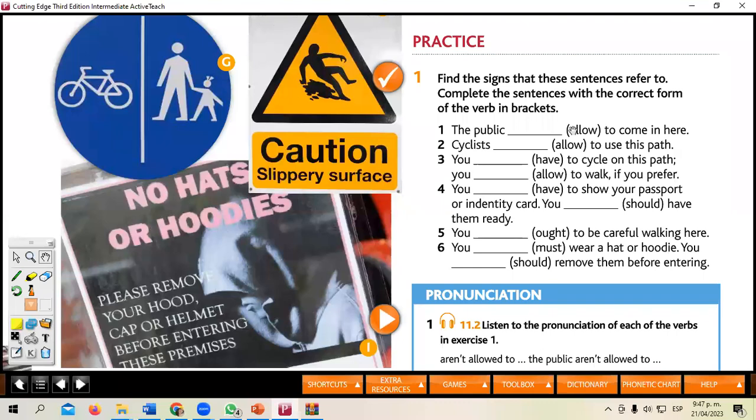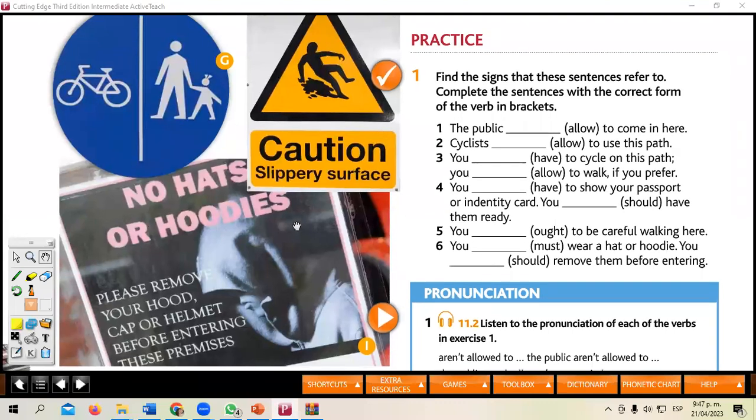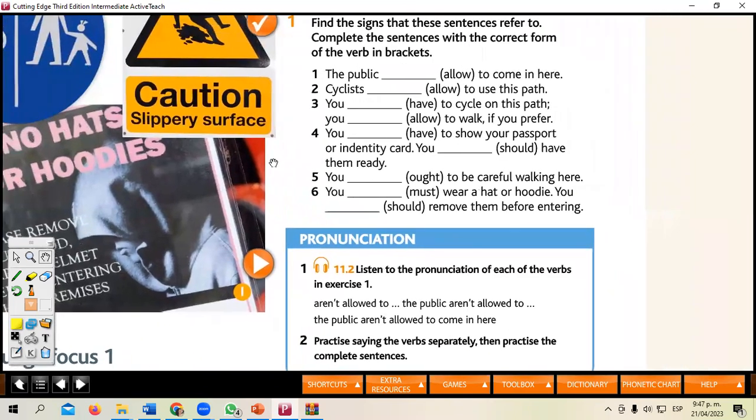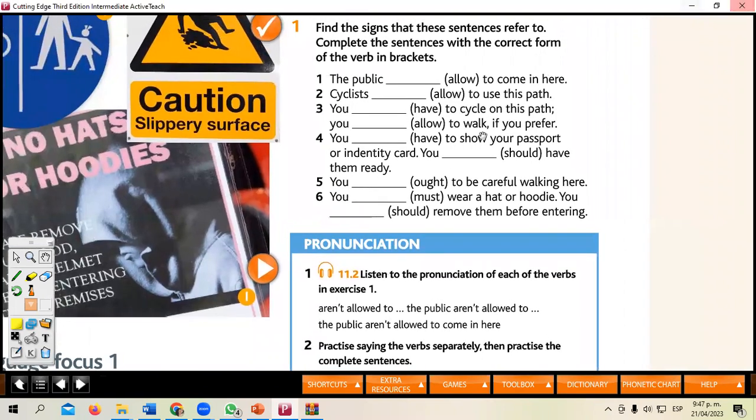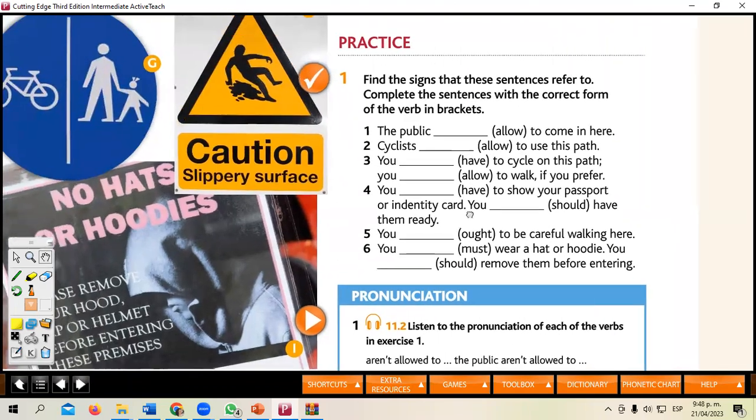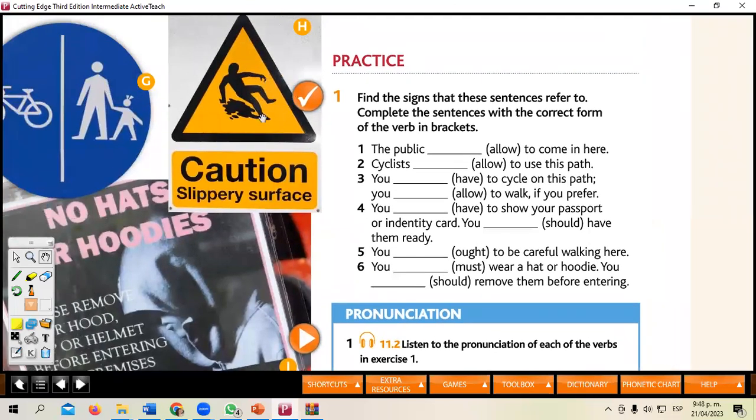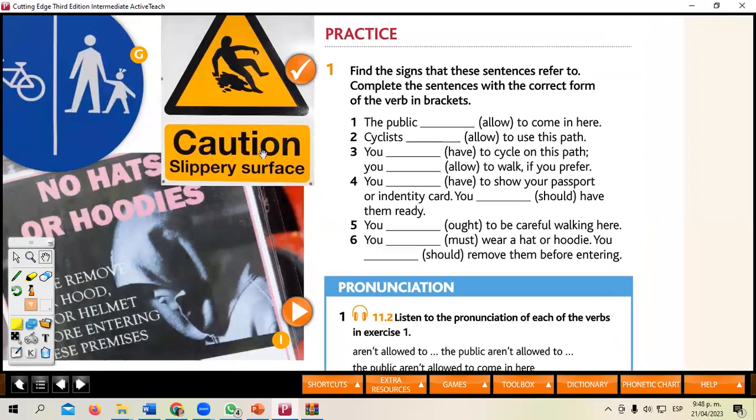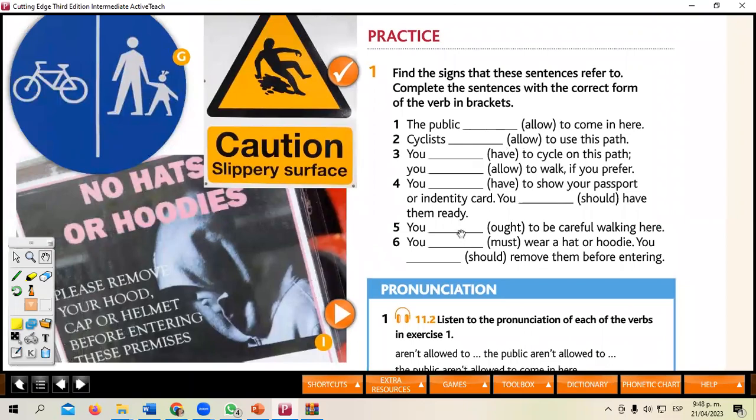Okay, and Beatriz, number 6. Teacher, sorry, number 5 sería como, no es seguro caminar aquí. Lo que te dice el ought, ¿qué es el ought? ¿Recuerdas qué significa? Debería. Debería, sí. Entonces acá dice ser cuidadoso, careful. Ah, ok. Entonces sí, debería ser cuidadoso caminando por aquí, porque es deslizante, ¿cómo se dice? Slippery. Okay. Situation. Okay.